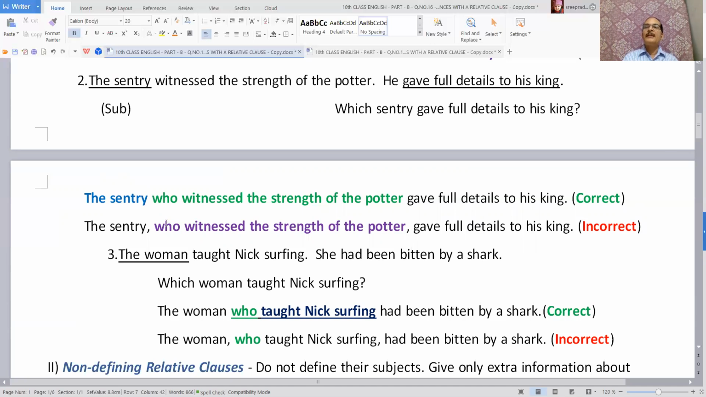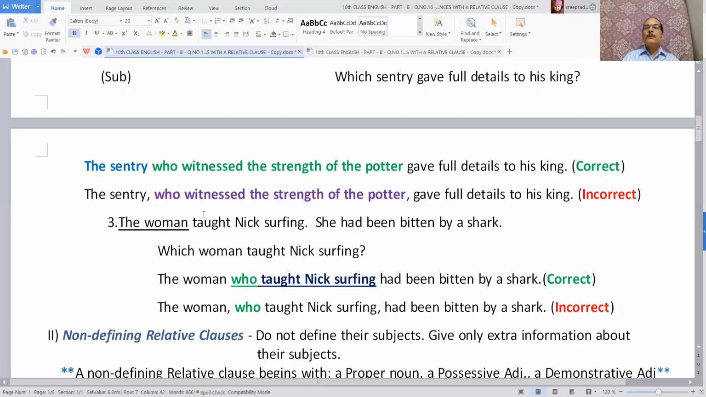Next, the sentry, comma, who witnessed the strength of the potter, comma, gave full details to his king. If I write like this, it is incorrect, because who witnessed the strength of the potter is a relative clause kept between two commas. Before who there is a comma, and after the clause also there is a comma. If you delete it, because it is in brackets, the sentry gave full details to his king remains meaningful. So who witnessed the strength of the potter just adds extra information about the sentry. It is not a part of the subject.